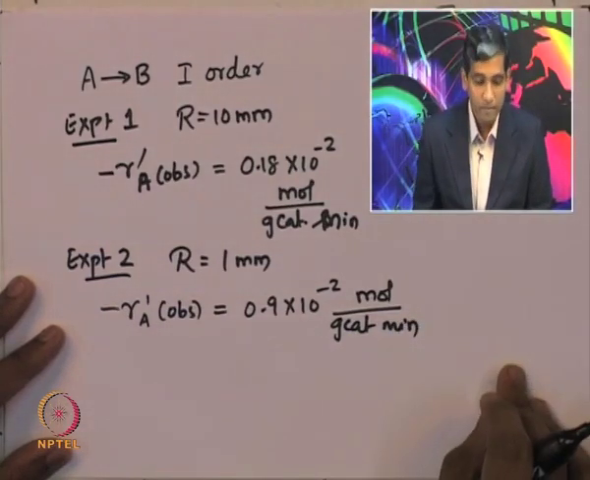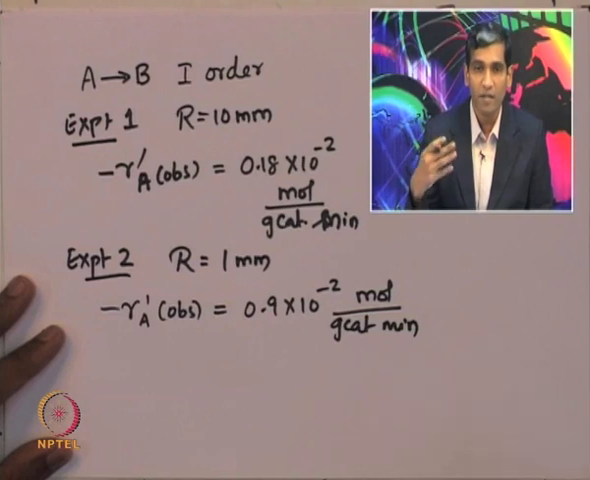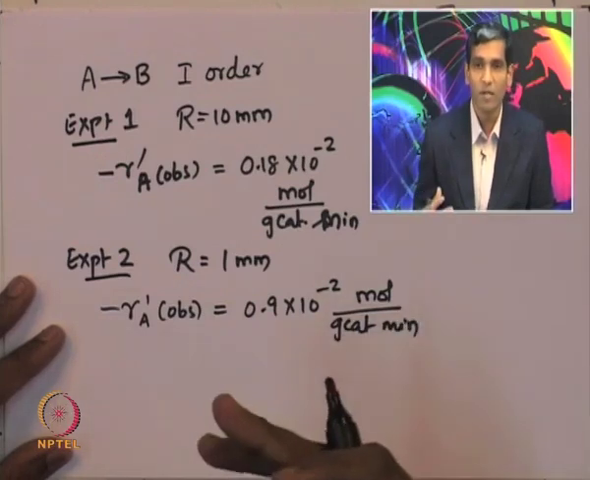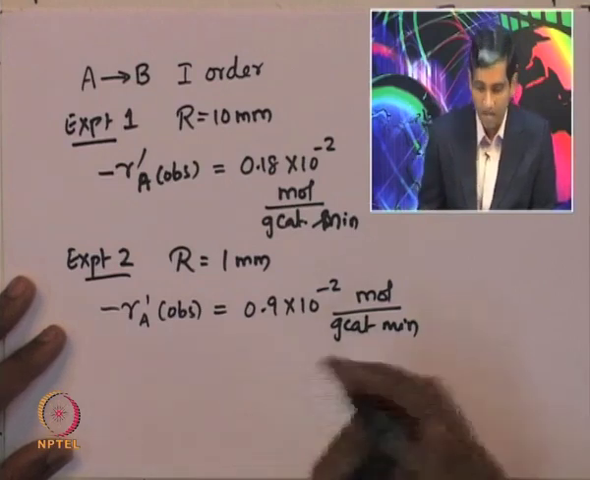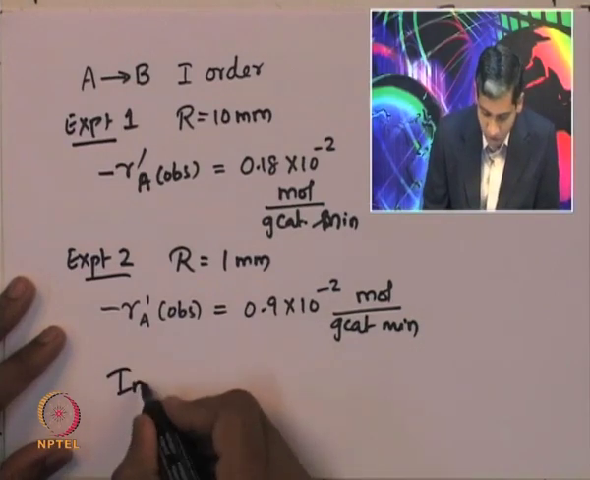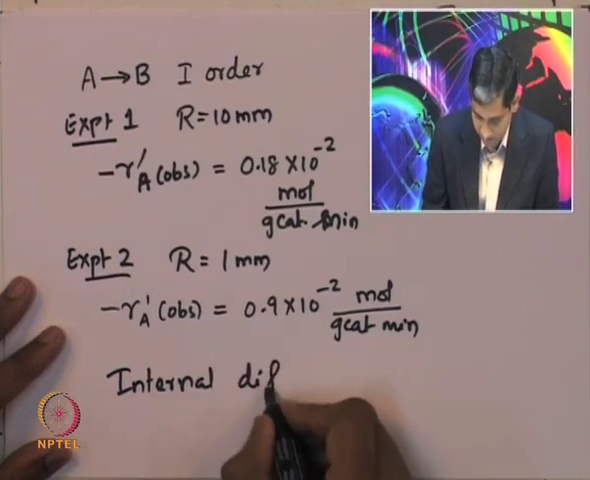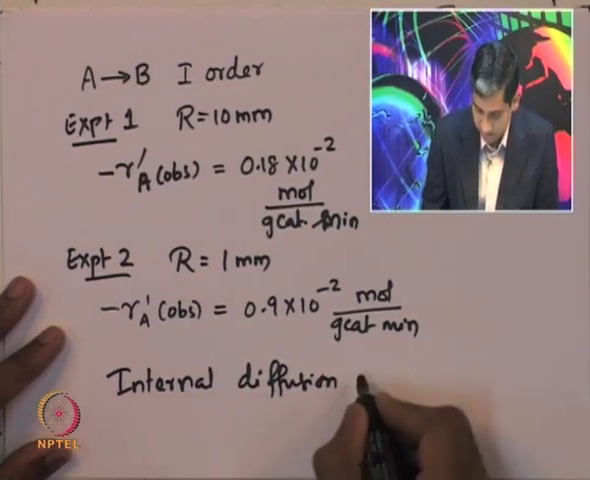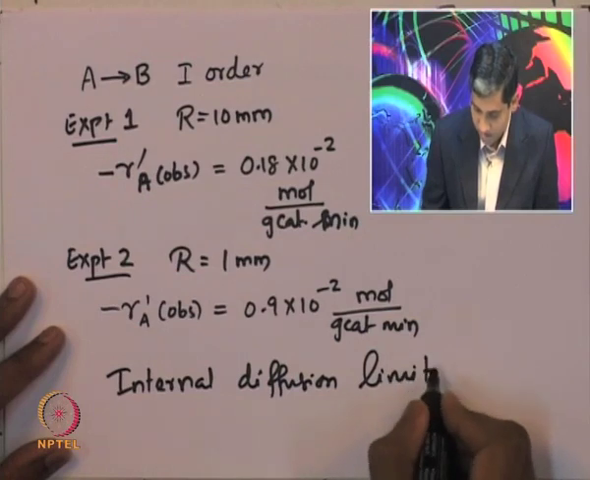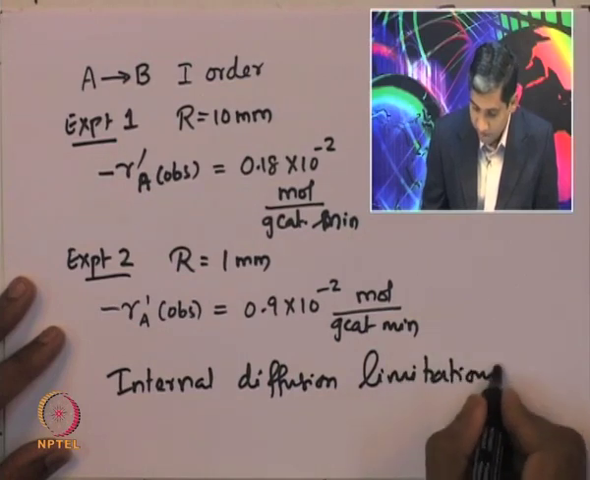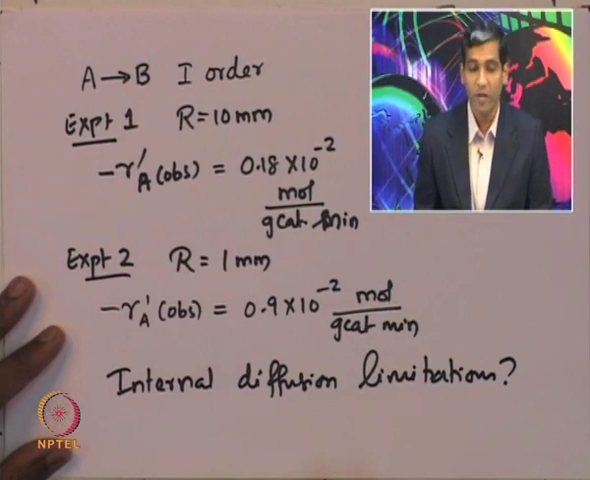So, now, because the experiments were conducted under appropriate conditions such that there is no mass transfer resistance, here we need to estimate whether it is internal diffusion controlled or not, whether there are any internal diffusion limitations. So, that is the first question.